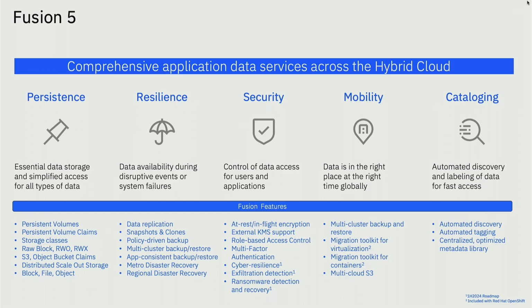Migration toolkit for virtualization, so that we can allow you to move VMs into your OpenShift cluster. Migration toolkit for containers, to move your containers from one source to another one. And multi-cloud gateway to do S3. And we have a few other tools, such as automatic discovery and automatic tagging of the data. So we have one of our operators that does data cataloging.